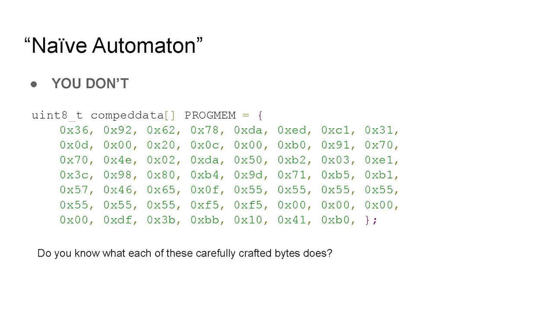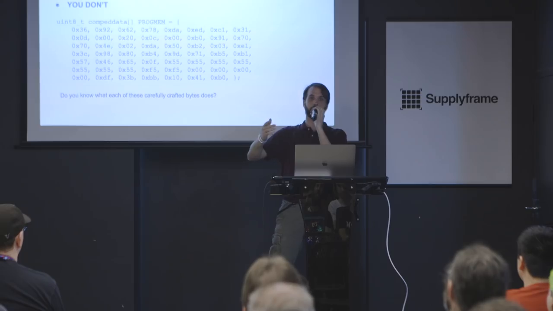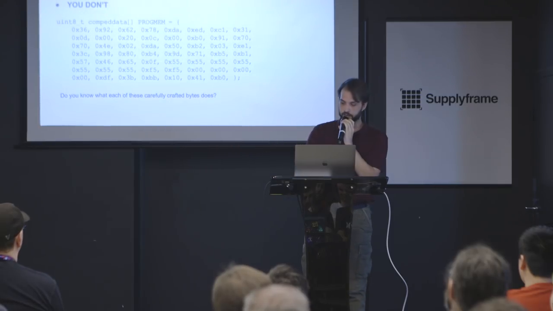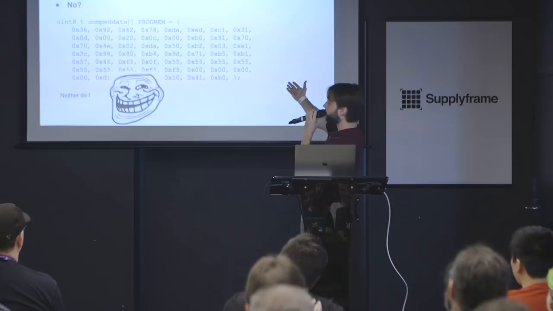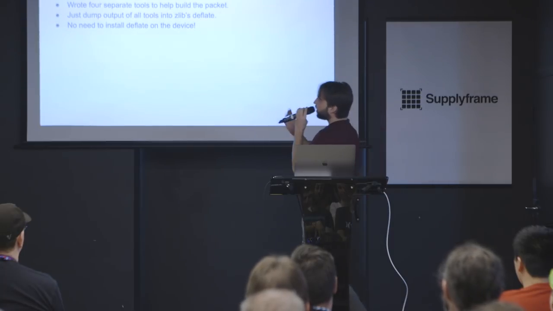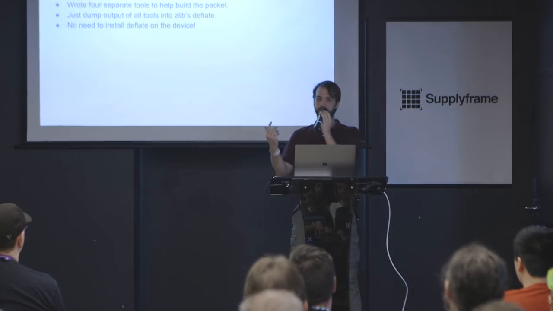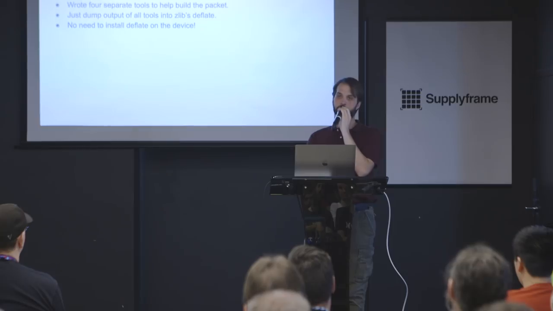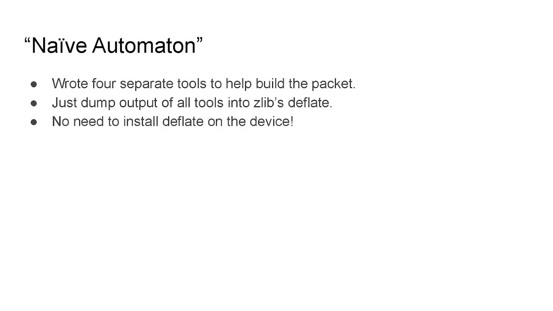And the answer is you don't. Instead, what you do is you take the messages you need and you compress them and then you glom them together, and the system has no idea what any of those bytes mean, but it knows that if I just deliver this to the user, the right thing happens. And so I have no idea what those bytes do. If you guys do, that would be truly impressive, but it makes no sense to me, but that's okay. Because what I actually did was I wrote four separate programs to help build the packet. I just dumped the output of all the tools into zlib's deflate on the command line, and I didn't need to worry about anything else from there. And by the way, it totally works. You can actually run Minecraft on a microscope slide, and everything's fine.